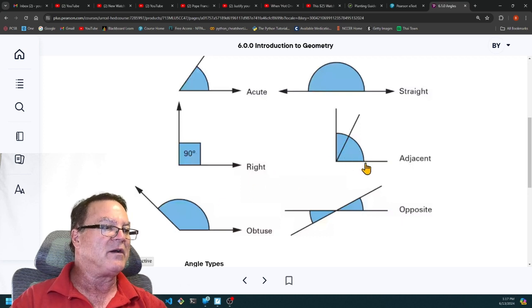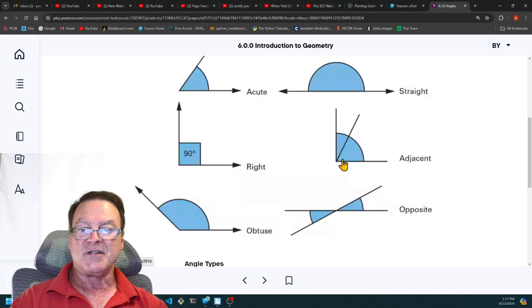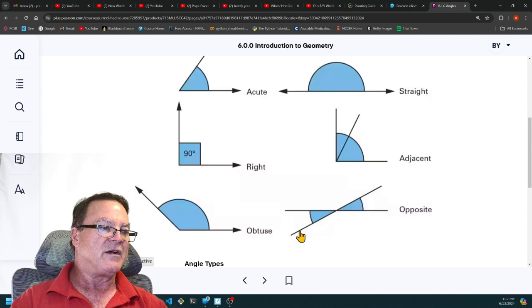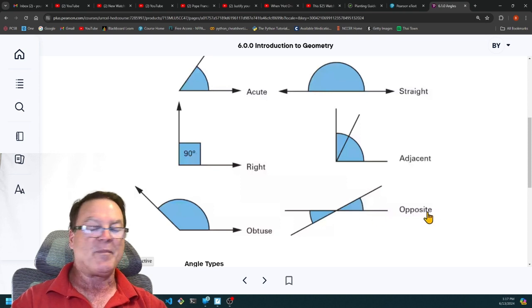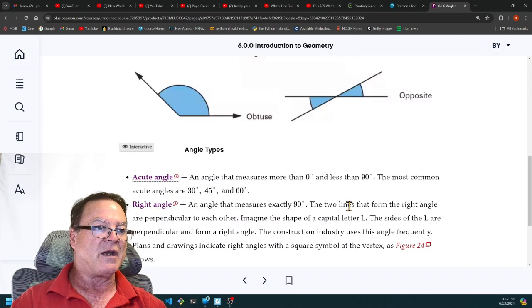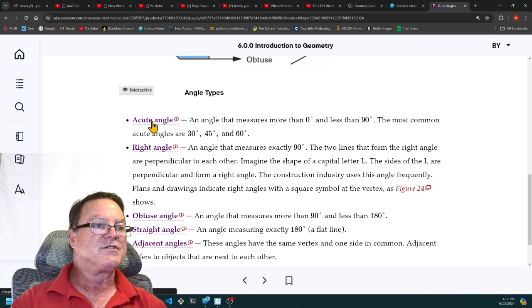If you have two angles and the two of them add up to 90, they say that they're adjacent. Well, if they're touching, if they share a common side, those two angles are adjacent. With two lines crossing at a focal point, the two angles opposite each other across that focal point are opposite angles, and the adjacent angles are sharing a side. So there again, they have the same definitions here.